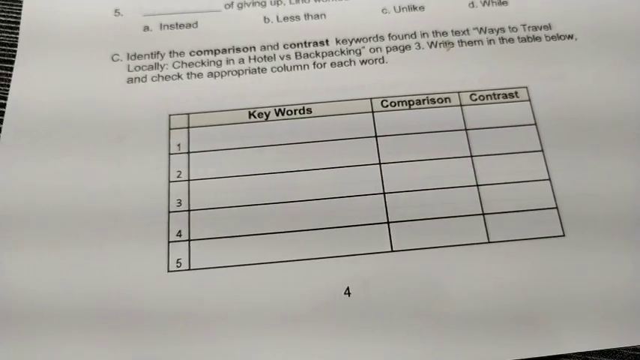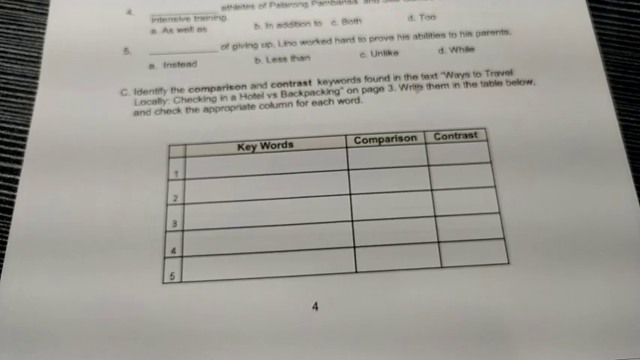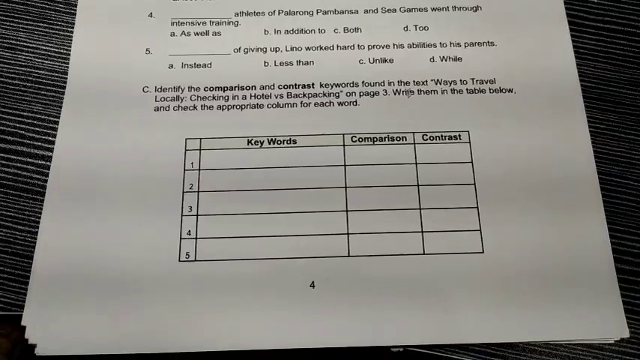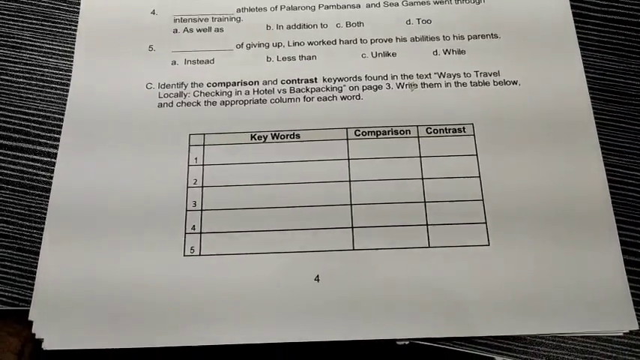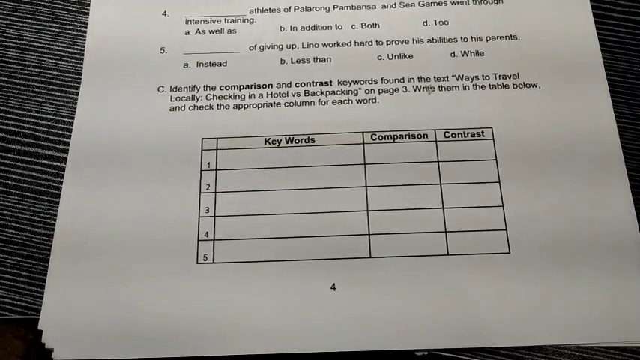And for letter C, identify the comparison and contrast keywords found in the text, Ways to travel locally, checking in a hotel versus backpacking, on page number 3. So you can go back on page number 3 and reread and locate the keywords for comparison or contrast.